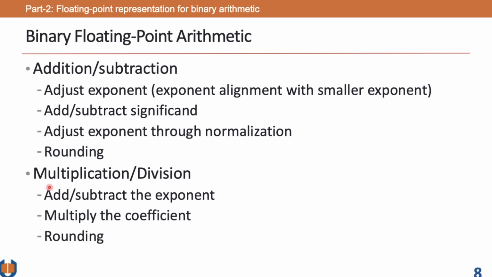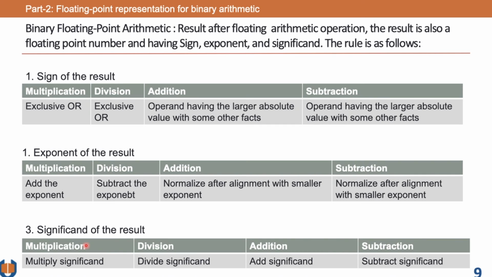In the case of multiplication, it's pretty simple. We just need to add the exponents for multiplication and subtract the exponents for division. Then we perform the multiplication or division of the coefficients. Finally, we need rounding. Here you can see the result after a floating point operation is also a floating point number having sign, exponent, and significand.